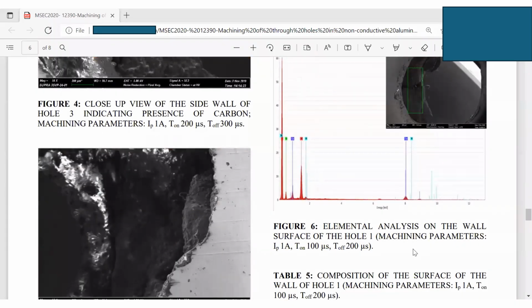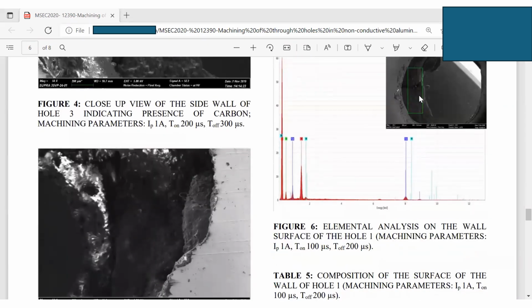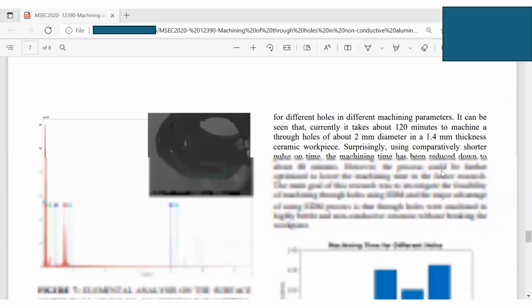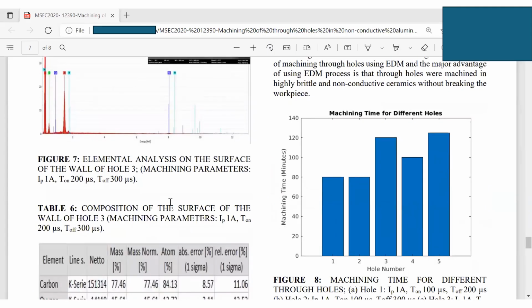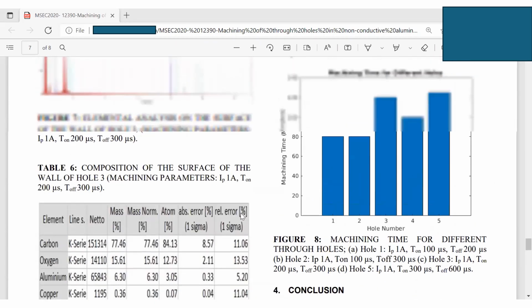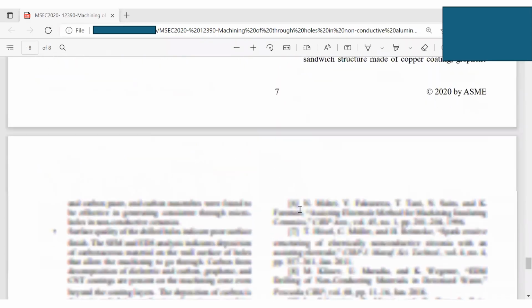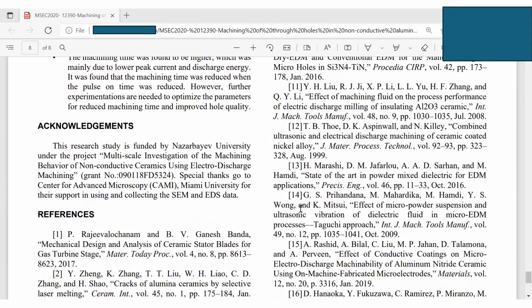Here we also did element analysis with EDS. We use EDS to check the element composition of this machined area. A lot of good work here. The composition includes carbon, oxygen, aluminum, copper, and tungsten, and you can use EDS, not EDM, to get the concentrations of these different elements. So this is pretty much about this paper. This is very, very important.